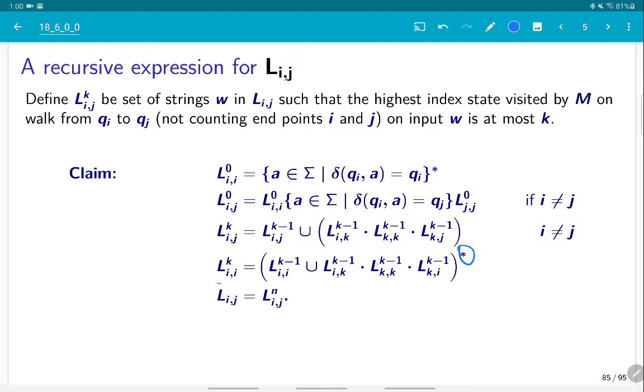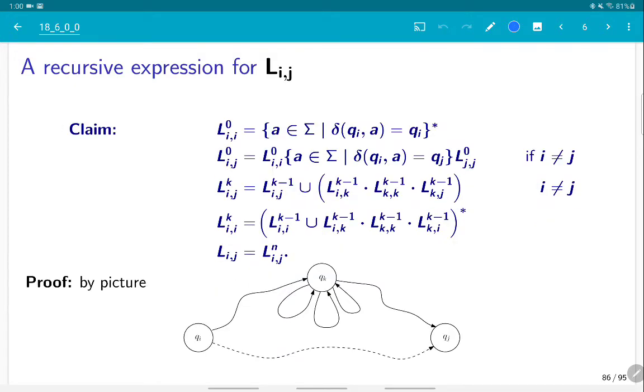And then of course what we want, L_ij, is just L_ij of n, when there is no restriction on the maximum state. Okay, so those recursive functions, those languages are well defined. Clearly we can compute it. And of course the important thing is to observe, first one needs to observe that this is really correct. So the proof is by figure.